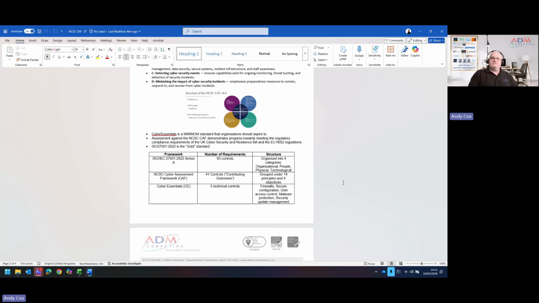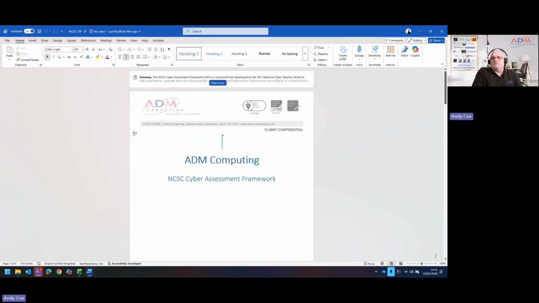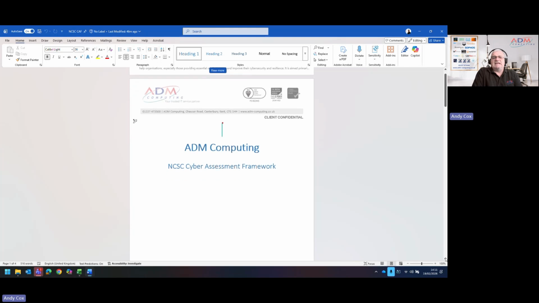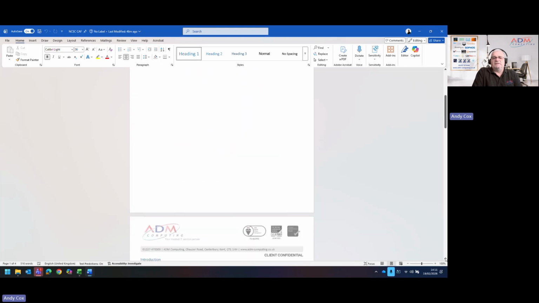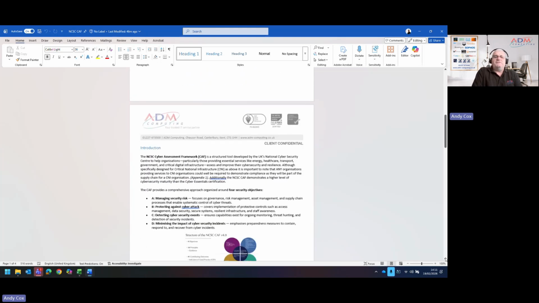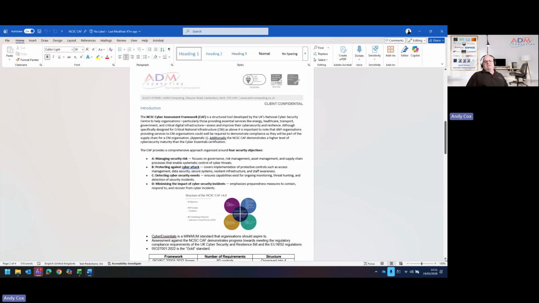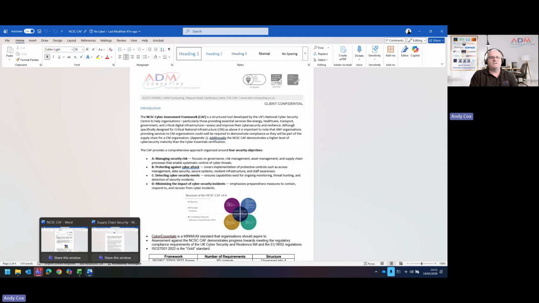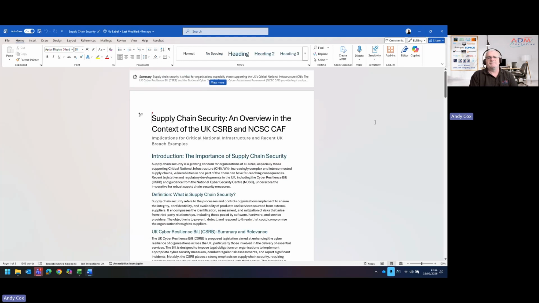And again, this is all something that's driven by the organization. So again, critical to just understand that this can apply to absolutely everybody. Okay. So if you're not part of critical national infrastructure, how is it going to apply to you though? So that is through supply chain security. So we're just going to jump over to another document briefly.